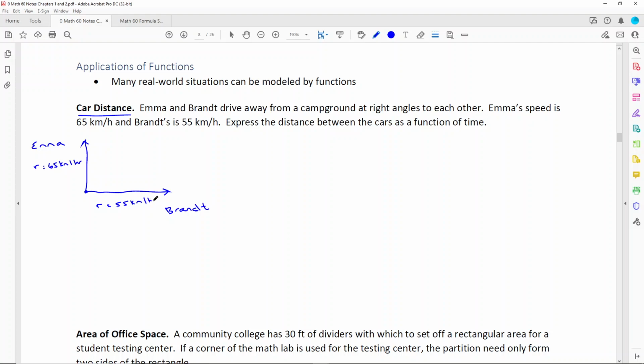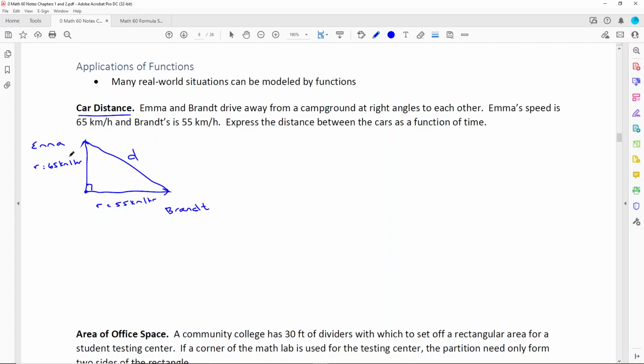What we want to know is the distance between the cars as a function of time. So this is the distance between those two cars. So you can already sort of see taking shape this right triangle. And hopefully you're sort of thinking of Pythagorean theorem. So you're not having to use the distance formula from 1.1. We're just going to use Pythagorean theorem.